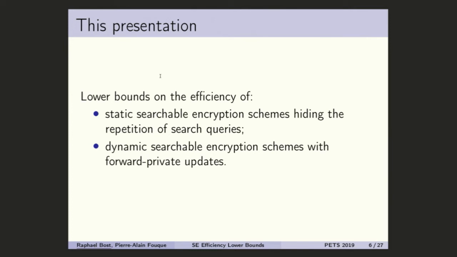And we have another bound on dynamic searchable encryption schemes. So in that case, we can do some updates. And we focus on schemes that do forward private updates. So I will define what forward privacy is, but essentially you have oblivious updates. So these updates don't reveal any information about the updates themselves.